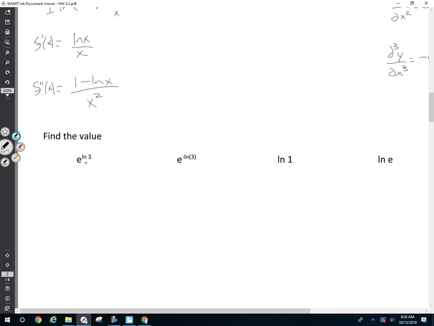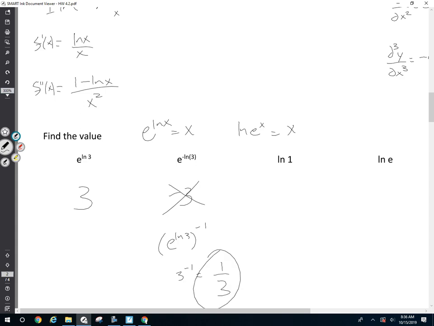Quick to find the value, e to the log, remembering that e to the log x is x, and log of e to the x is x. So e to the log 3 is just 3. That's easy. But e to the negative log 3 is not negative 3. We think it is, but that's not right. We would instead rewrite it as a power to a power. When I write things as a power to a power, you can multiply the powers together to give you the negative log 3. So this is actually 3 to the negative first, which actually is 1/3.